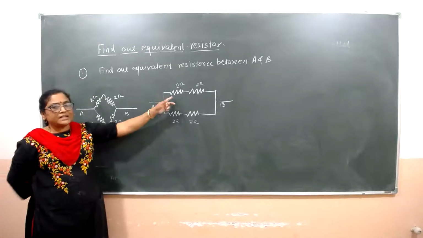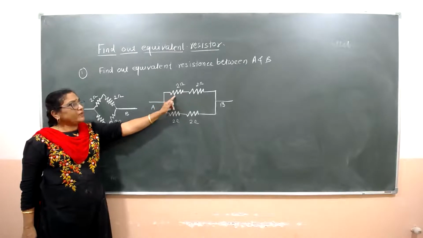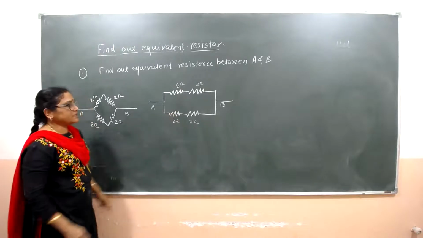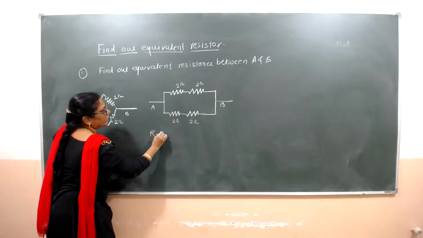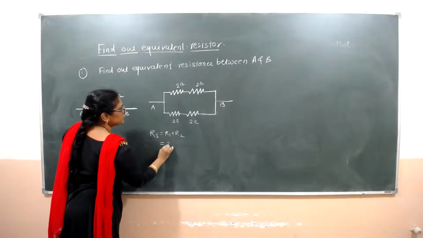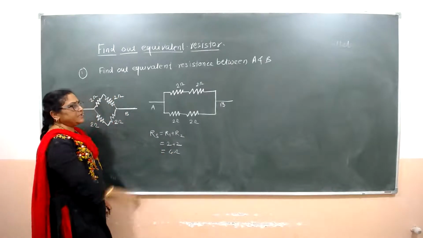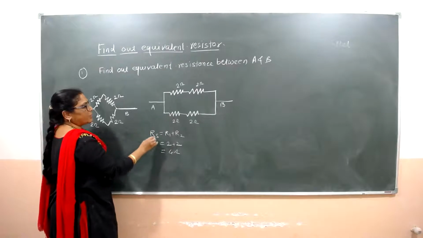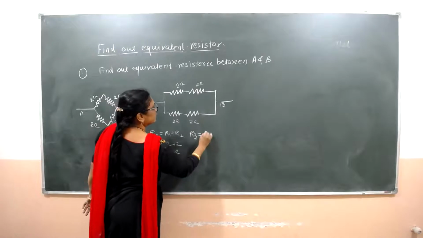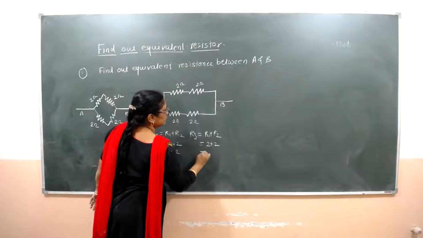We know that in the series combination, end-to-end connection is known as a series combination. So when two resistors are connected in series, the related formula is Rs is equal to R1 plus R2. Therefore, R1 plus R2 means 2 plus 2 is equal to 4. Same pattern. This is also Rs1. The second one is Rs2, which is also equal to R1 plus R2. Therefore, 2 plus 2 is equal to 4.